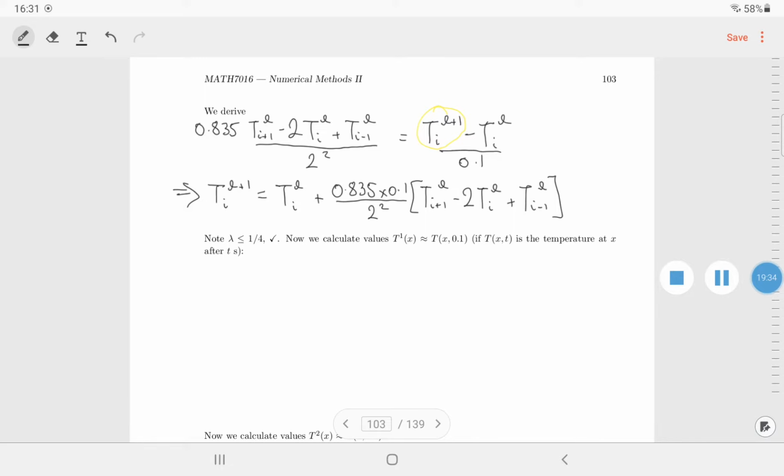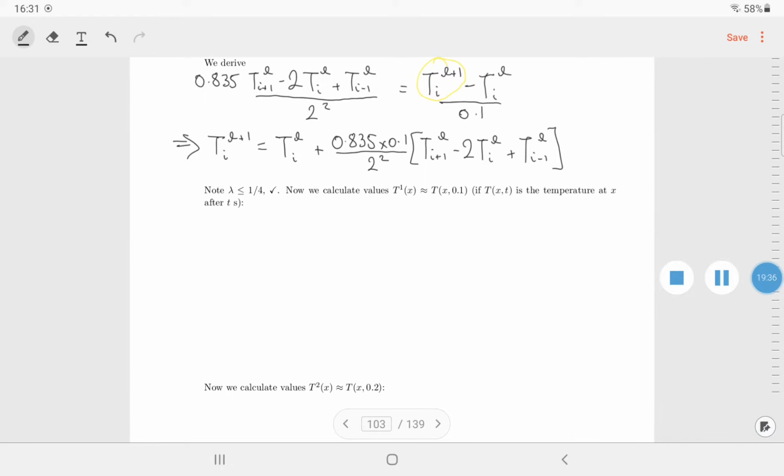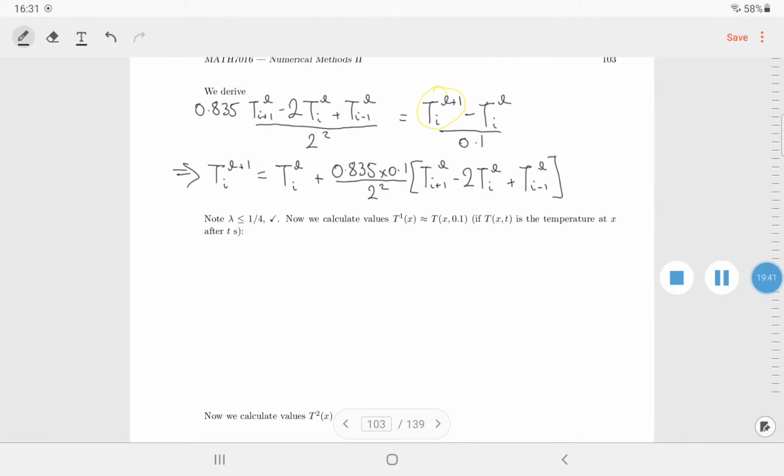Okay, so now we're going to use that formula. I'll see if I can get a nice value for the lambda that's a bit nicer. 0.835 by 0.1 divided by 4 is 167 over 8,000. Do not introduce additional rounding error. So lambda is equal to 167 over 8,000, certainly less than a quarter.